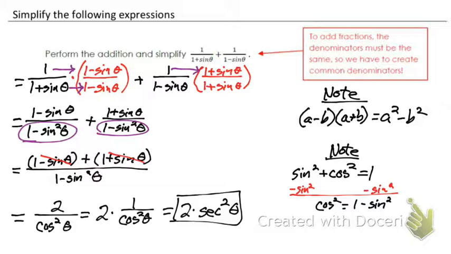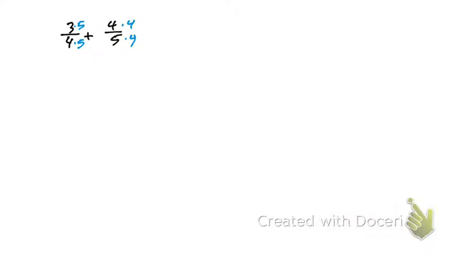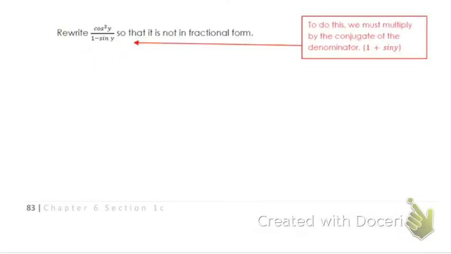Something important happened here. When I multiplied these bottom denominators, 1 plus sine theta and 1 minus sine theta, I ended up having sine squared, which allowed me to change it to cosine squared to simplify it further. And that's the trick we're going to use in that next step right down below. Not that one. This one.